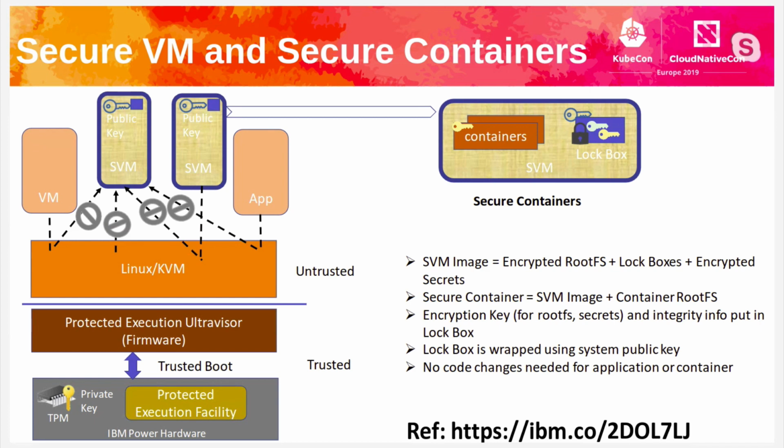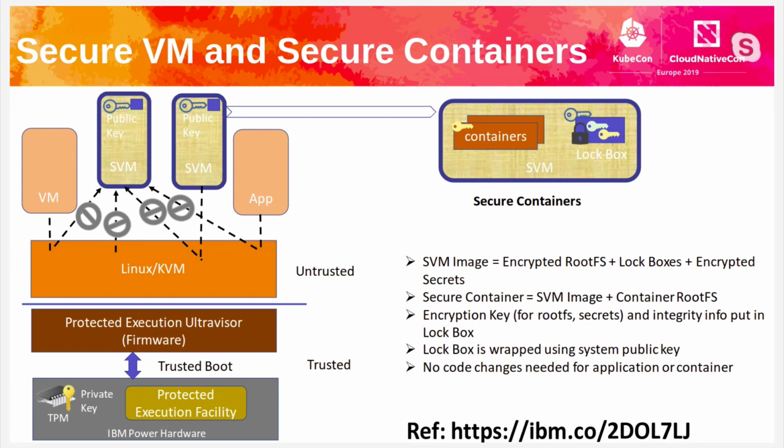layers bottom up. So we have the PEF, the protected execution facility capable hardware that uses TPM for secure and trusted boot of the firmware. Now, the firmware and the hardware ensure that we have memory protection for secure VMs. And so we have both normal VM and secure VM that you see in the diagram, right? So both run on top of Linux KVM.